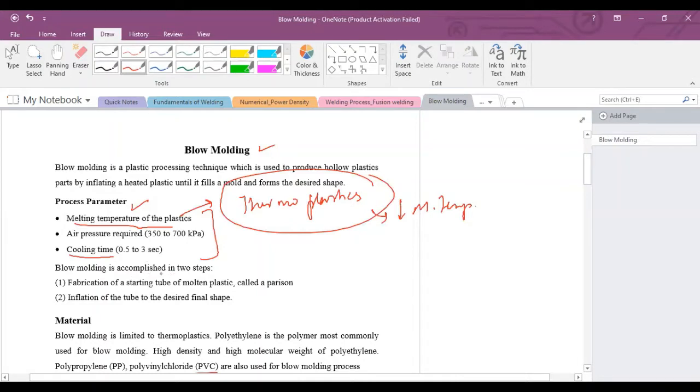This blow molding has two steps. In the first step, the parison will be produced. In the second step, the final product will be produced.